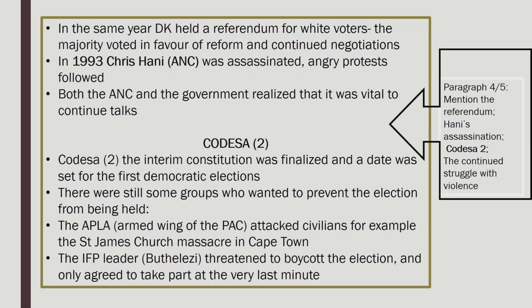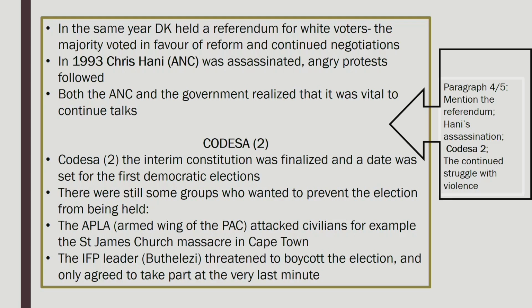In 1993, a very important leader within the ANC, Chris Hani, was assassinated. Lots of angry protests followed in the country, and we know that we had that cycle of violence continuing in the country. But it's as a result of that incident that the ANC and the government, the leaders, start to realize that it's so important and crucial to continue the talks. CODESA then starts, CODESA 2. They finally set up the interim constitution. They finalize the date that we will have our first democratic elections on.